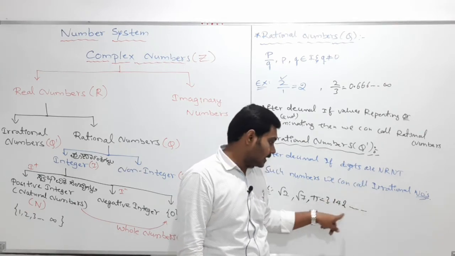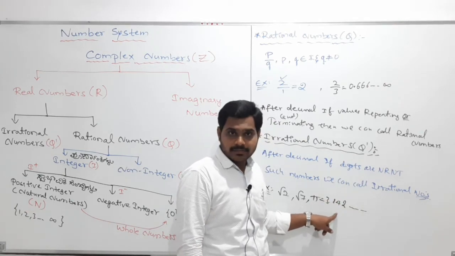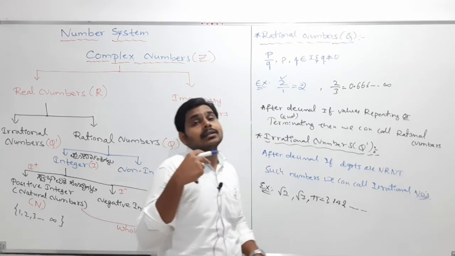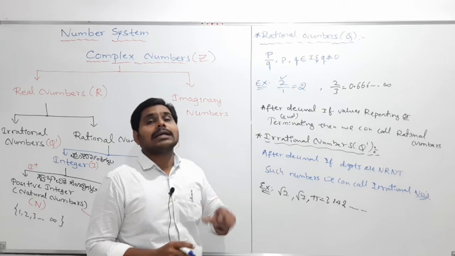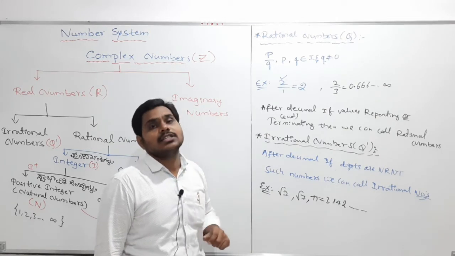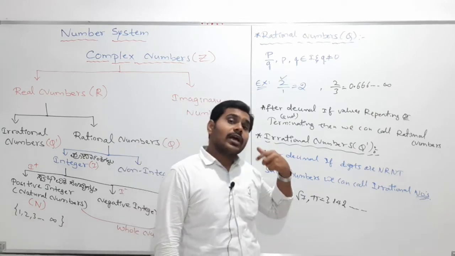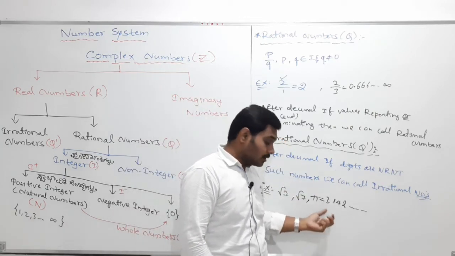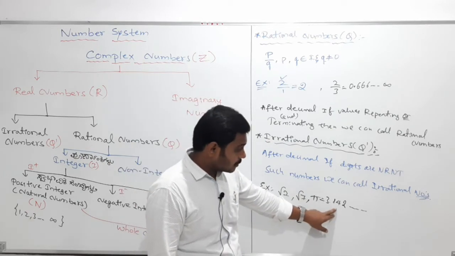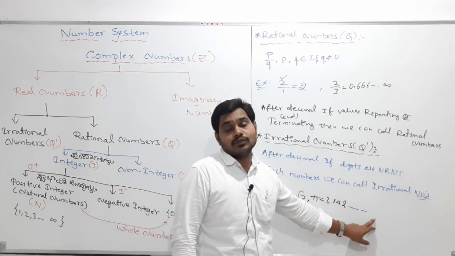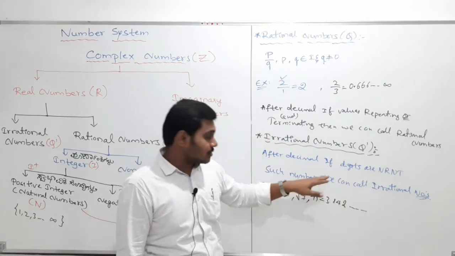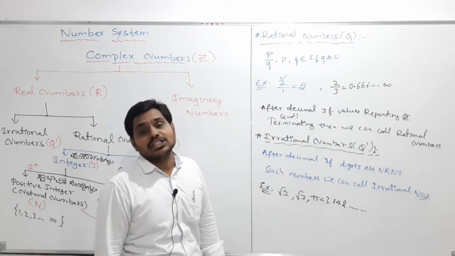If you calculate on a bigger calculator, because a smaller calculator has only 12 digits and will give you only 12 digit values, so if you calculate on a computer or a bigger calculator, you will get values going on and on. So 3.142 is nothing but your pi value. Therefore pi is an irrational number.